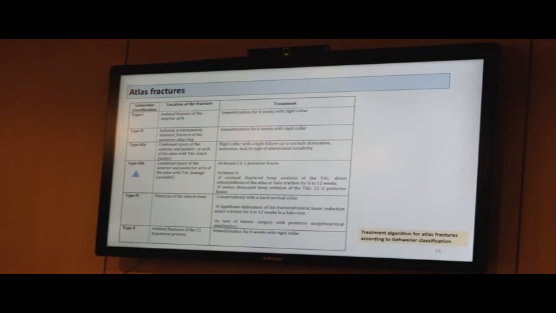This is the algorithm for atlas fracture according to the Buehler classification. As you see, for type 3B, surgery is recommended.